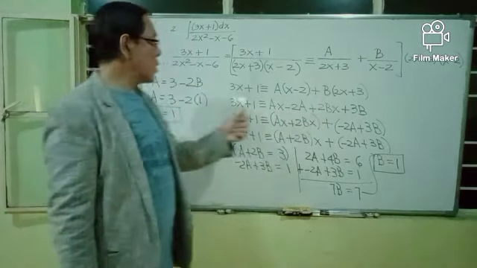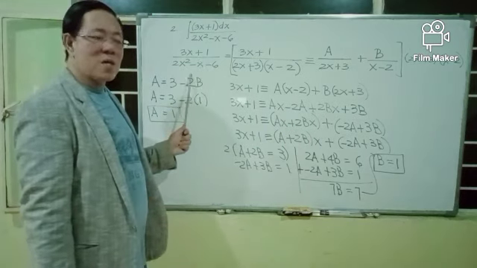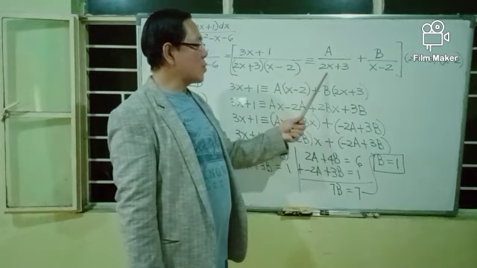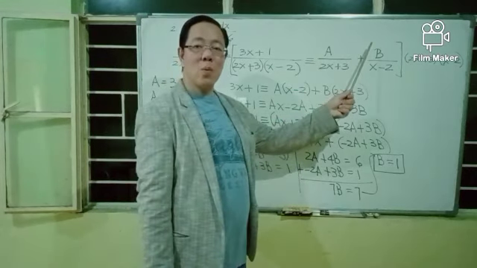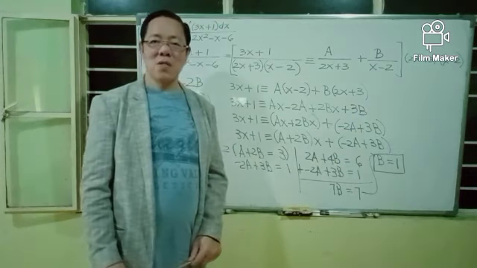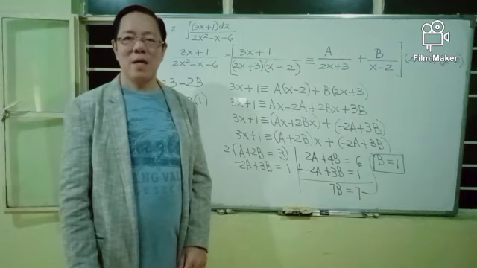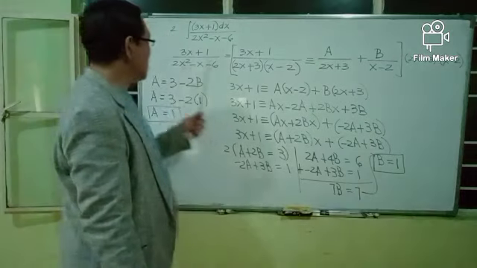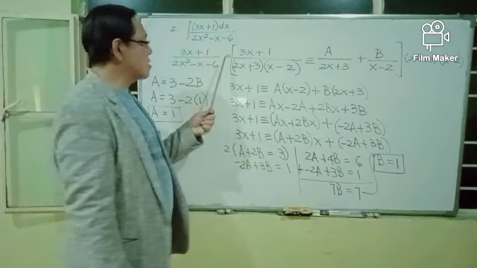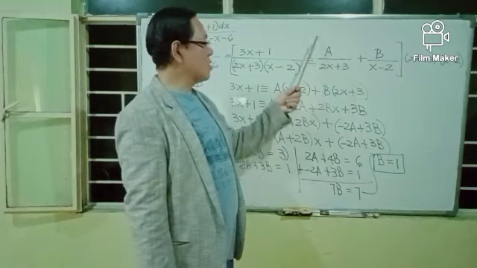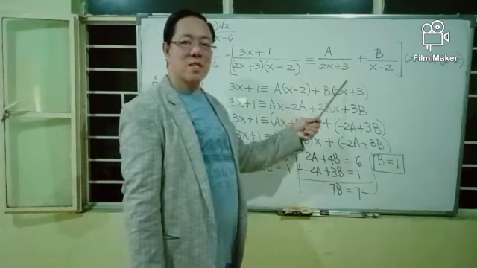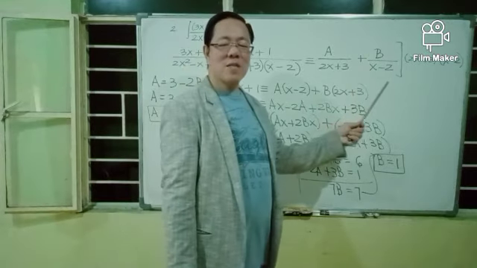And we can now equate 3x plus 1 over 2x squared minus x minus 6 to a over 2x plus 3 plus b over x minus 2. And we will integrate both sides with respect to x. Because this given rational expression, which is the integrand of the given integral, is equal to the sum of the partial fractions 1 over 2x plus 3 and 1 over x minus 2.